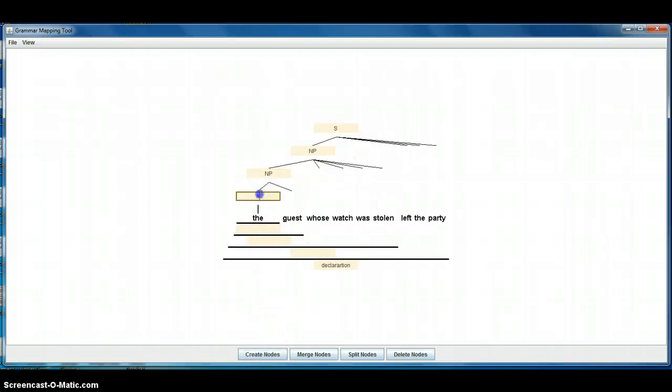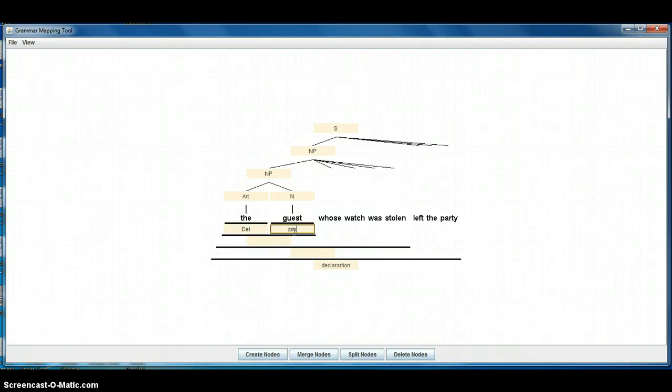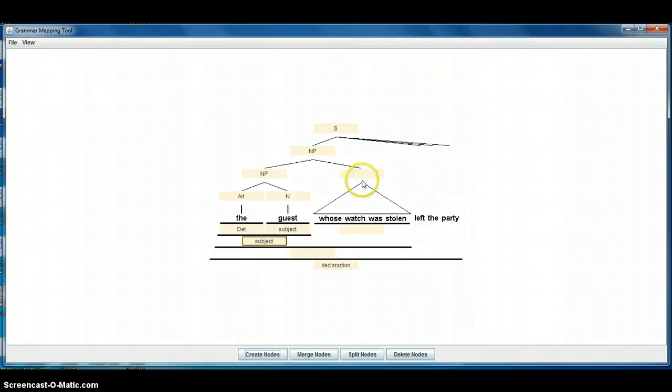Then we can say article, determiner, guest is an N, subject, and then subject. Now we have this thing called whose watch was stolen. That has to be an S. It's still dominated by the NP. So how do we diagram it further?